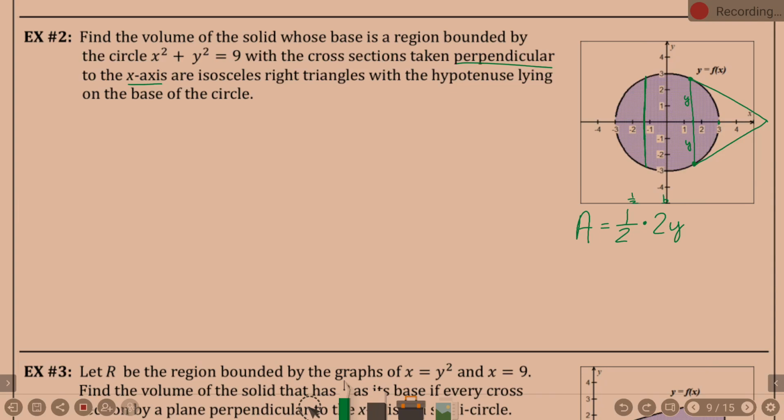There's base. Now, here's the deal. We need the height. Keep in mind, what kind of triangle was this? Isosceles right triangle with the hypotenuse laying on the base of the circle. So here's the hypotenuse. Technically, where's the right angle then?